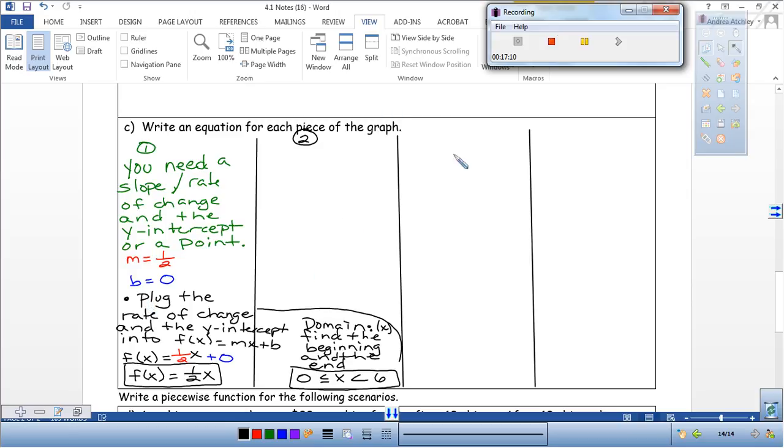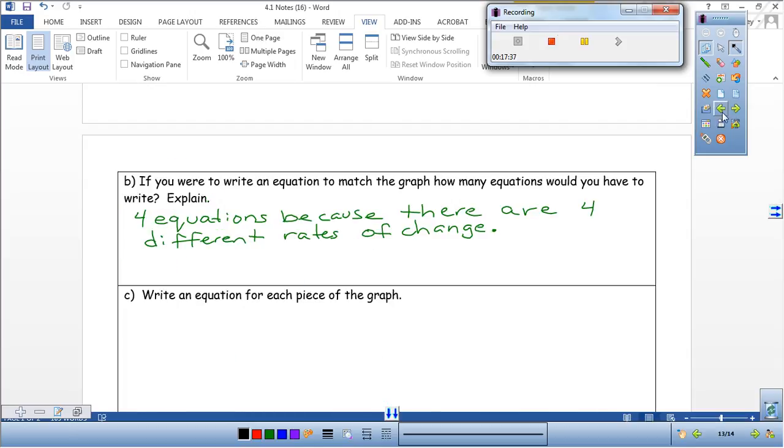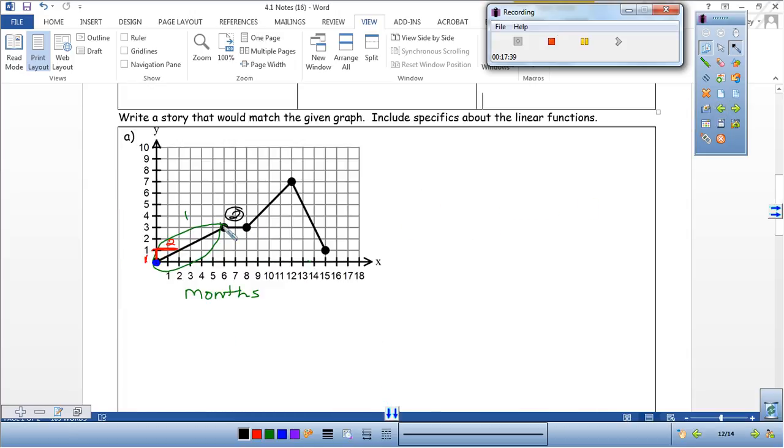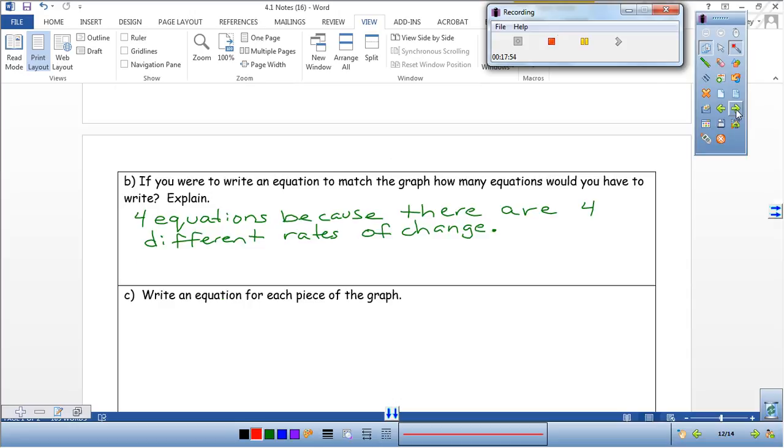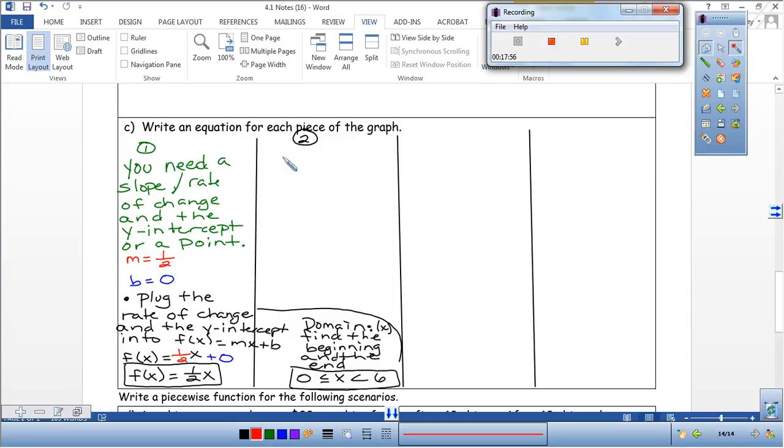Okay. Now, next one. Go to number 2. And that's this right here. So here to here, how far did I rise? I didn't rise any at all. So my slope would be 0 over 2. Okay, so I'm going to find the rate of change first. Then I'm going to find either the y-intercept or a point.